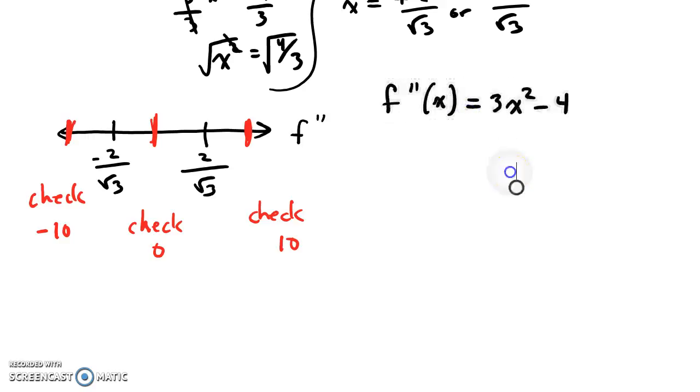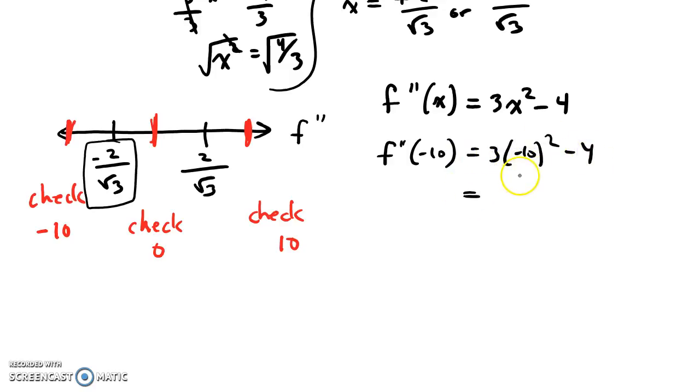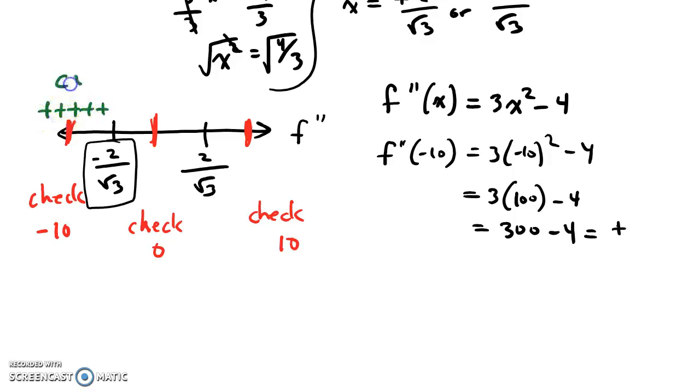So with the second derivative function, I am going to test a number to the left of negative 2 over square root of 3. So I'm going to check negative 10. If I substitute negative 10 into the second derivative, then I get negative 10 squared, which is a positive number, positive 100. 3 times 100 is 300. 300 minus 4 is a positive number. All I need to know is if it's positive or negative, because in this section, these are all positive numbers, which means this is concave up.